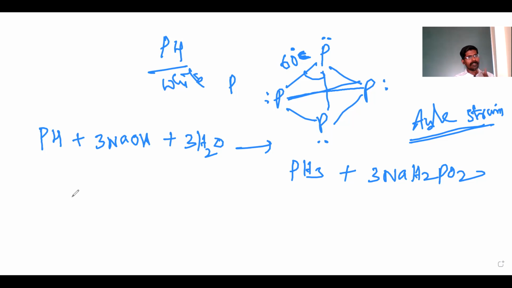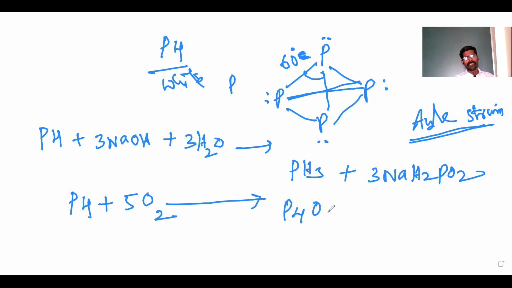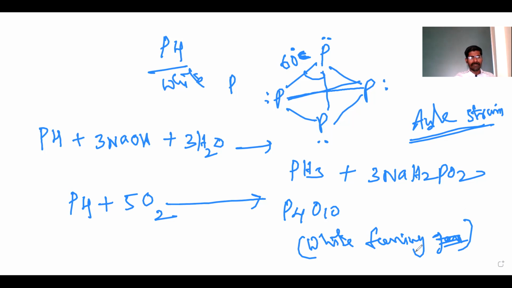So the P4 molecule, that is white phosphorus, combines with 5 moles of oxygen and gives rise to the P4O10 molecule. It is the white fumes, the white fuming material. This is the phenomenon.